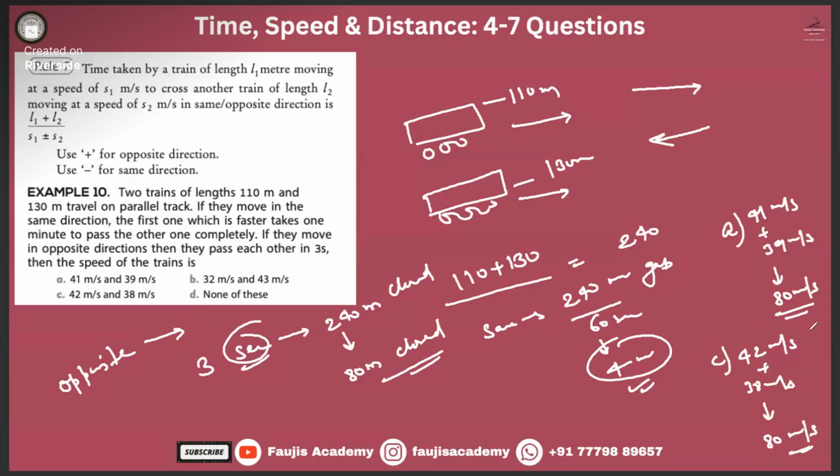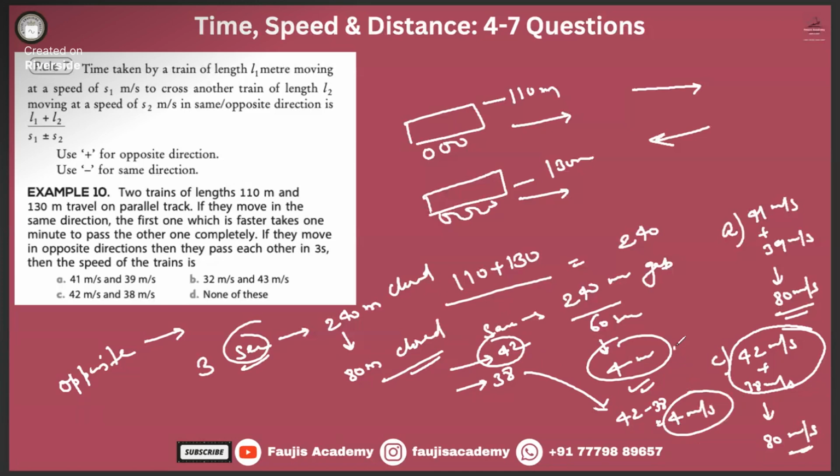So where do we find the difference of speed at 4? Why difference of speed? Because they are in the same direction. One is at 42, another one is at 48 meter per second. That means the one who is running at the higher speed will essentially overtake the other one. And the relative speed is 4 meter per second, and this is what your required value is over here.